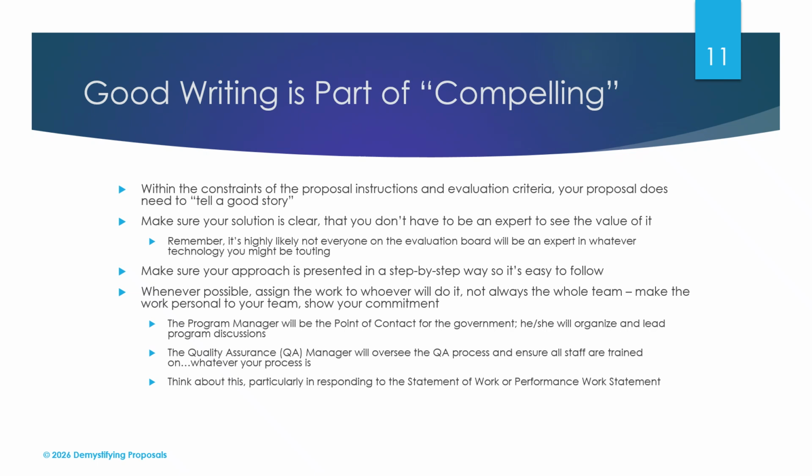Make sure your approach is presented in a step-by-step way so it's easy to follow. And whenever possible, assign the work to whoever will actually be doing it, not always to the whole team. Make the work personal to your team. Show your commitment. For example, the program manager will be the point of contact for the government. He or she will organize and lead program discussions. Or the quality manager will oversee the QA process and ensure all staff are trained on whatever your process is. Think about this, particularly in responding to the statement of work or the performance work statement.